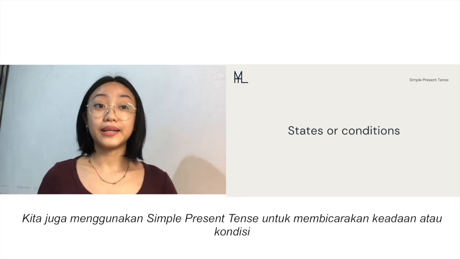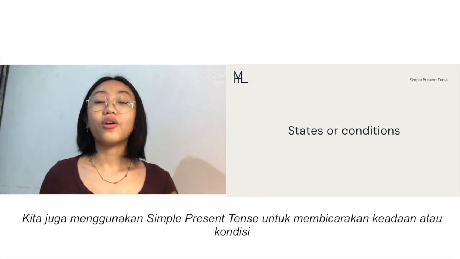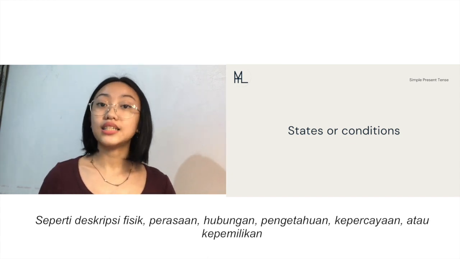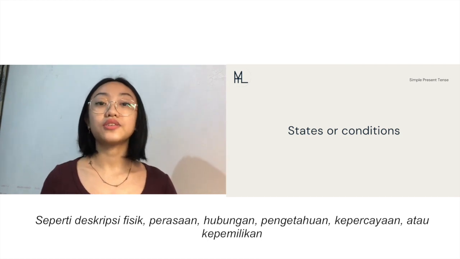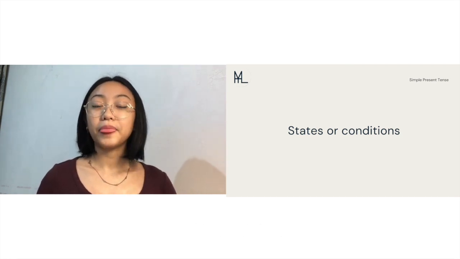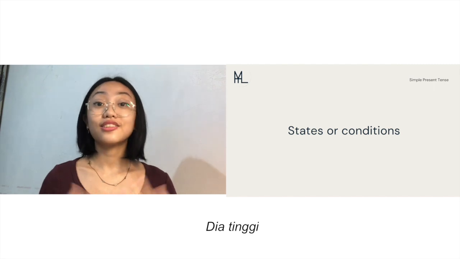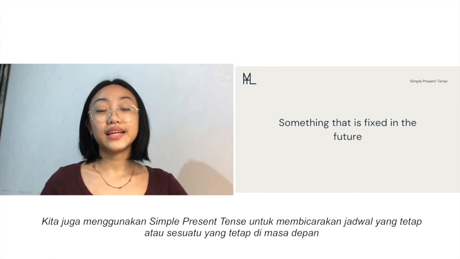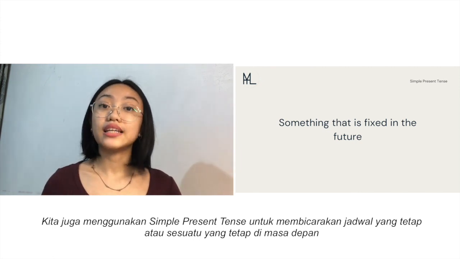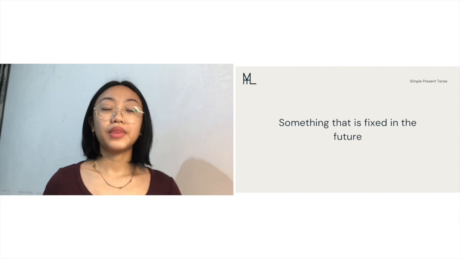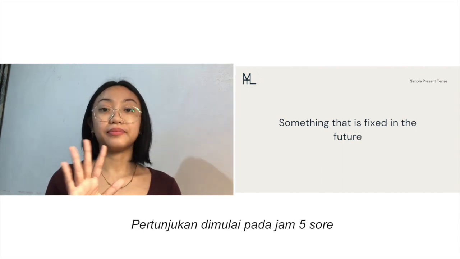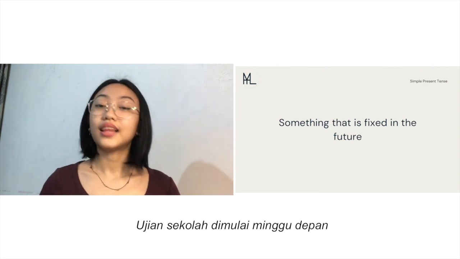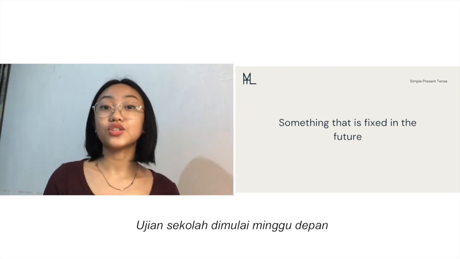We also use simple present tense to talk about states or conditions such as physical descriptions, feelings, relationships, knowledge, beliefs, or possessions. For example, she is beautiful. She is tall. We also use simple present tense to talk about a fixed schedule, or something that is fixed in the future. For example, the show starts at 5 p.m. The train leaves at 3 p.m. The school exams start next week.